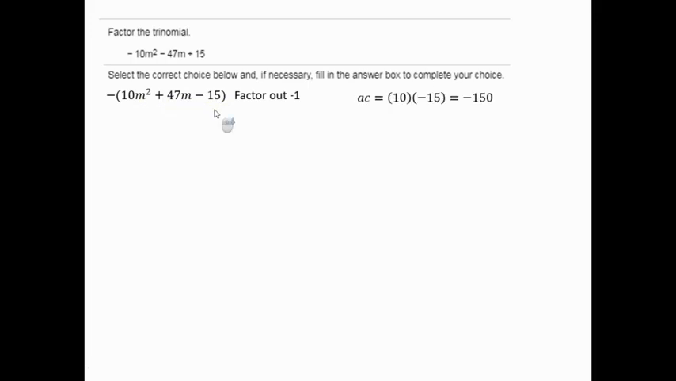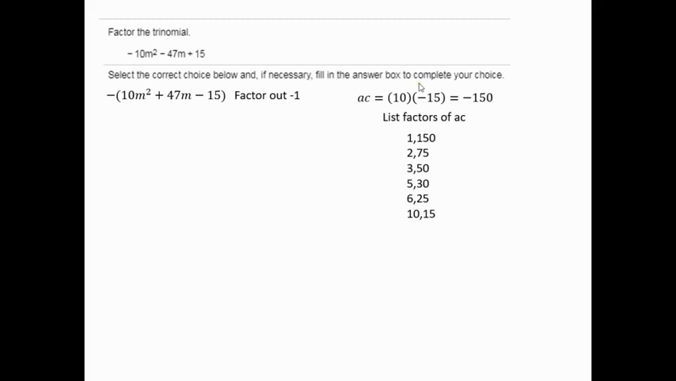So now I calculate AC. A is 10, C is negative 15. So I got AC is 10 times negative 15 is negative 150. So now what I would do would be to list the factors of AC. And here's what I've done here. I've calculated the factors of AC. You may be wondering, how do I find these factors of AC?